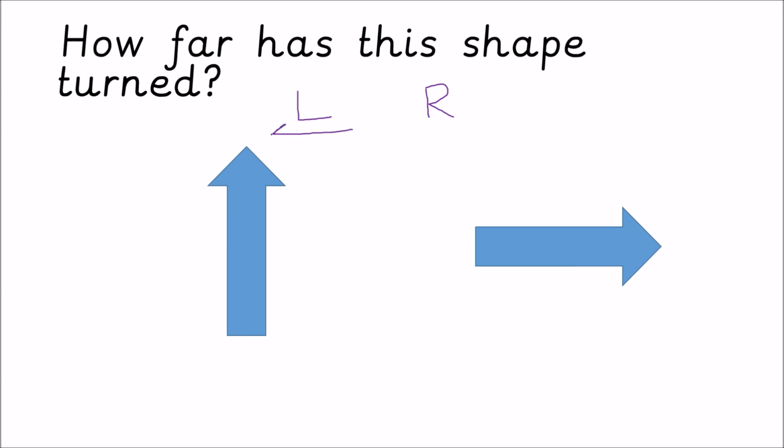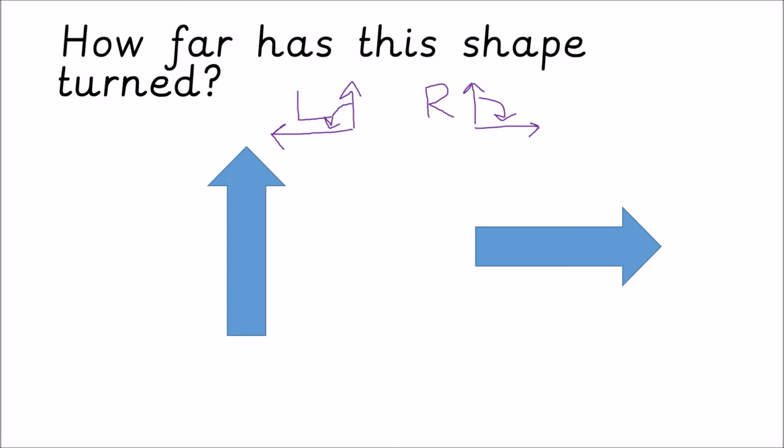So a left turn would go that way. If it started up here, it would go that way around. A right turn, if it started up here, would go that way around. So a right turn goes clockwise, the same direction as a clock moves, and a left turn goes anti-clockwise, the opposite direction to the way a clock moves.